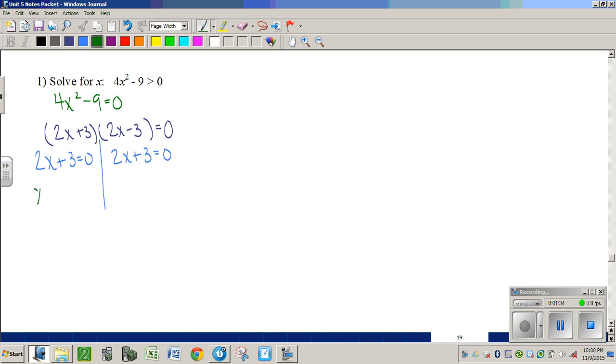So I have values of negative 3/2. Oh, anyone catch my mistake there? There should be a minus. Much better. So this is going to be positive 3/2. I'm going to put those on a number line. Here's negative 3/2, and here is positive 3/2.